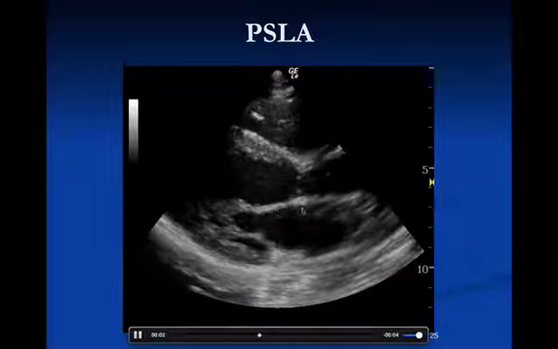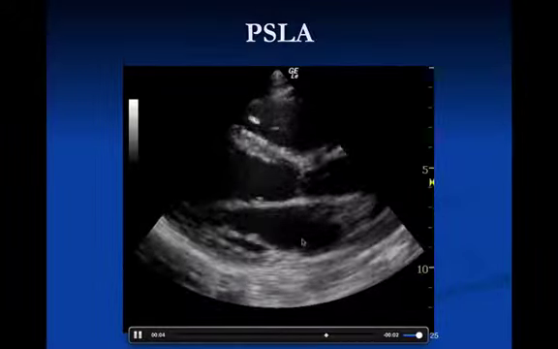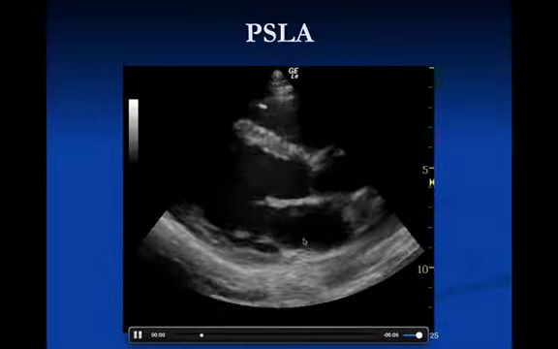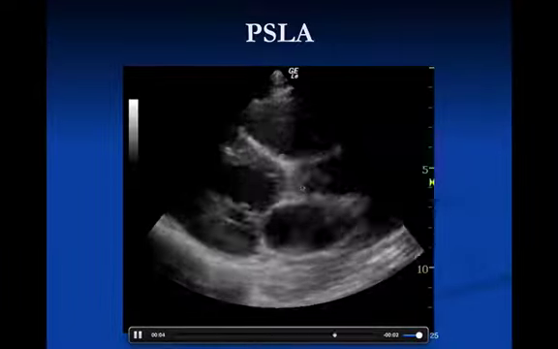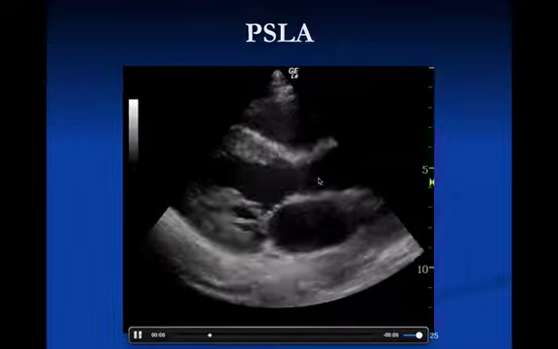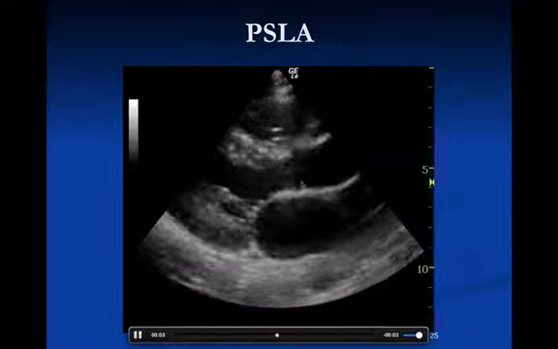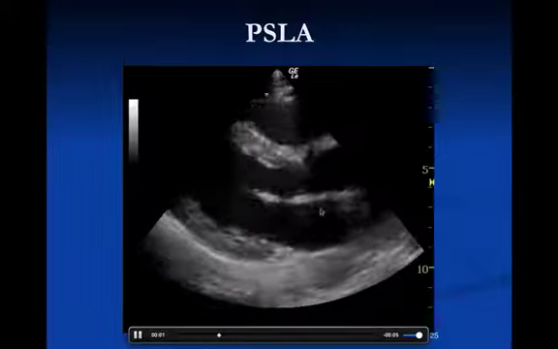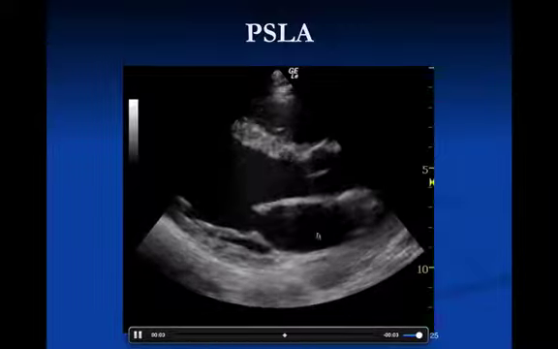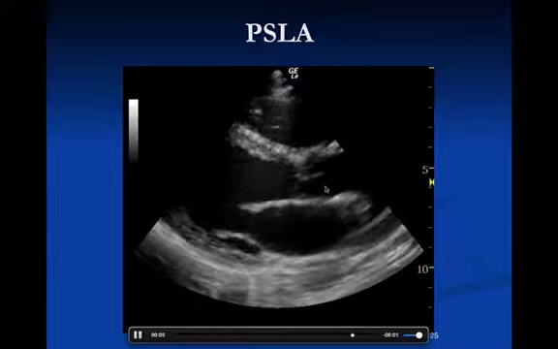This is an example of what a peristernal long axis view looks like. Here is your left atrium. This is your left ventricle. Here is your aortic valve and your aortic outflow tract. And again, this should definitely be less than 4 centimeters, and they should, just eyeballing it, be about the same size as a left atrium.